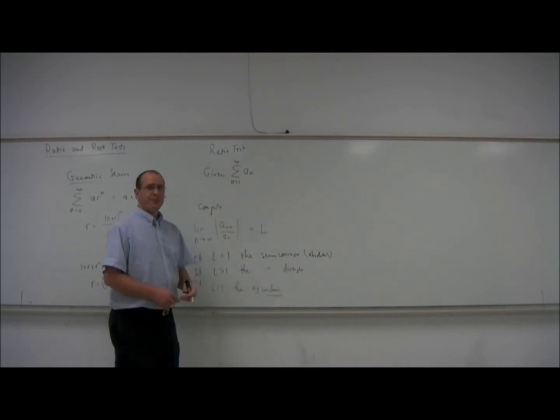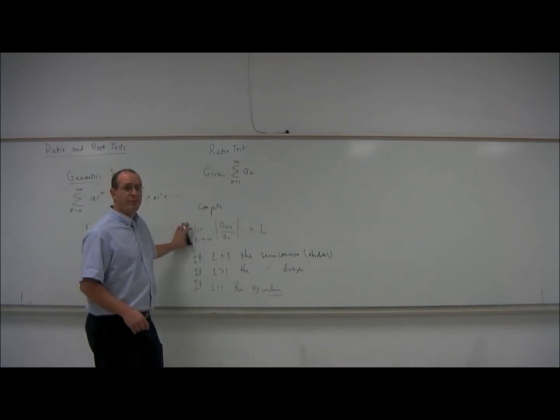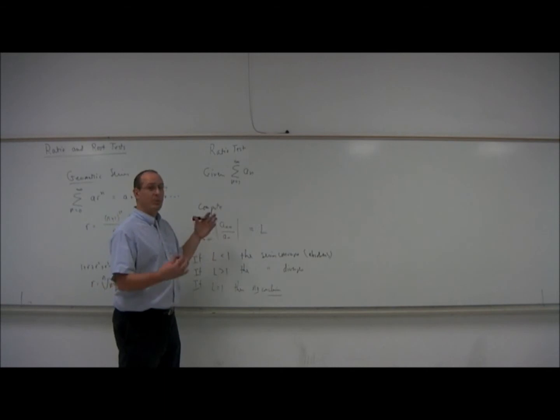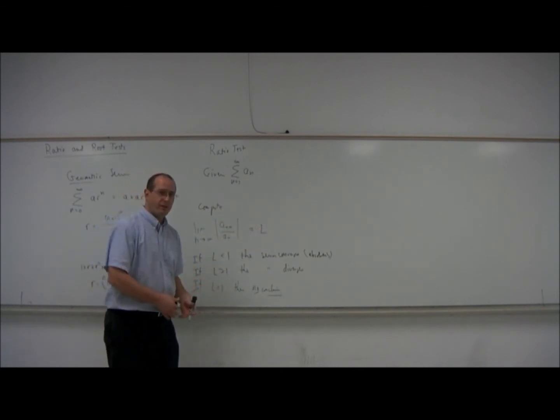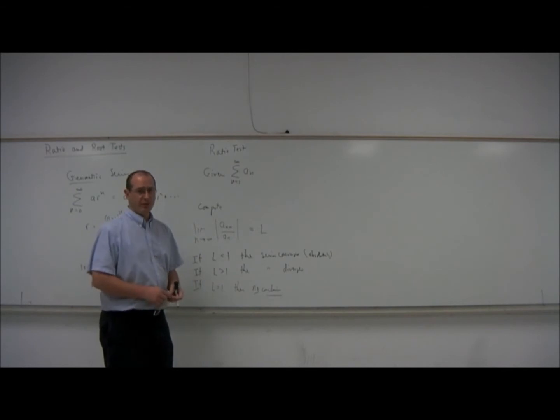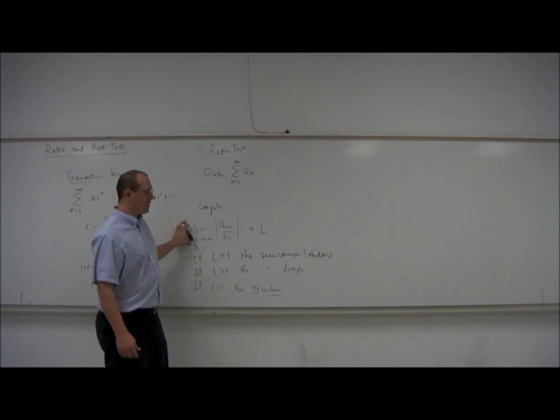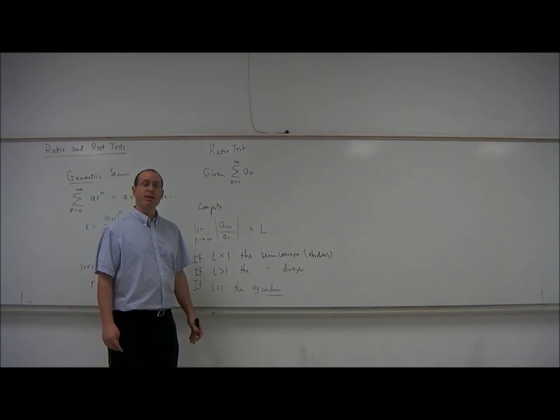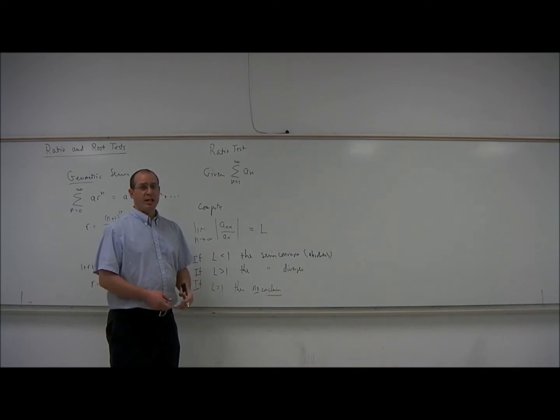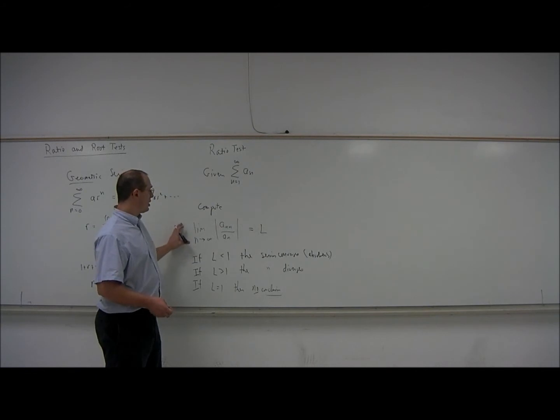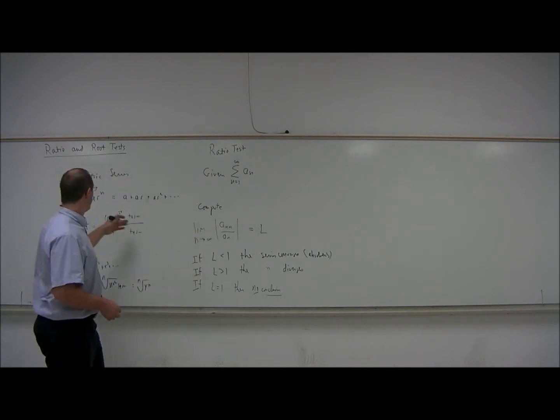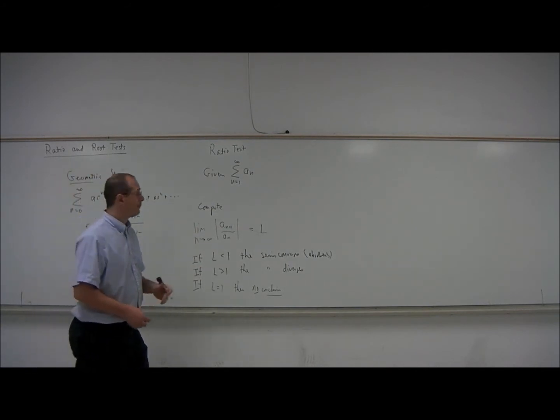In fact, if we use the ratio test on a p-series, for any p, we will get a limit of 1, and some p-series converge, and some p-series diverge. So we don't want to use the ratio test on a p-series, or even something that looks like a p-series. We want to use the ratio and the root tests on things that look like geometric series.